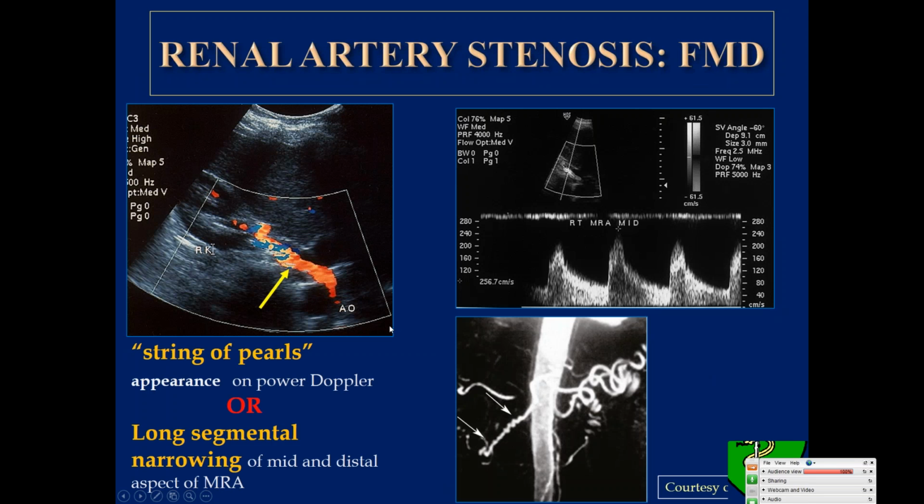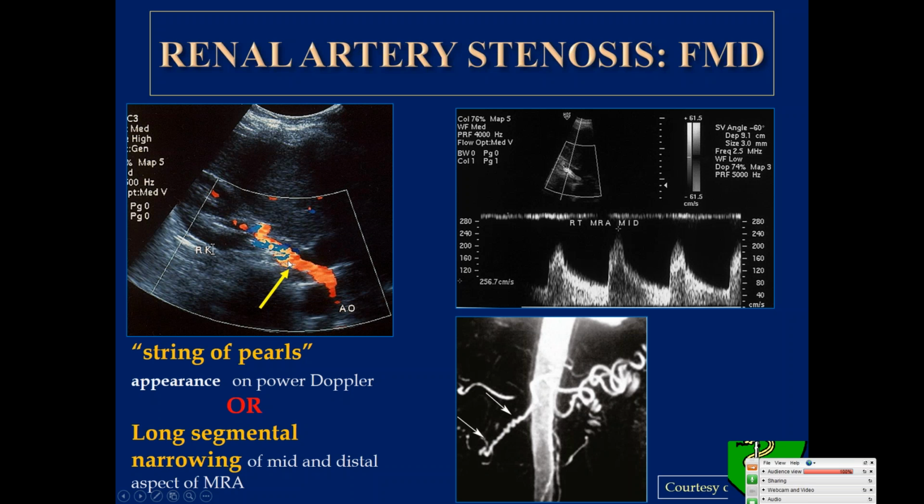This is a different patient who also had hypertension, and when we interrogated the main renal artery on the right, we saw that there is a little bit of an irregularity in the pattern of the color Doppler within the vessel, in the more mid and distal portion of the vessel.